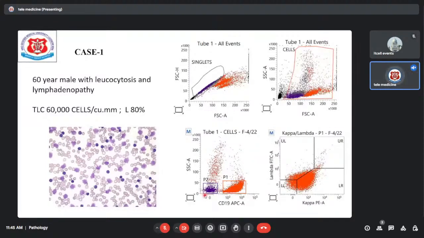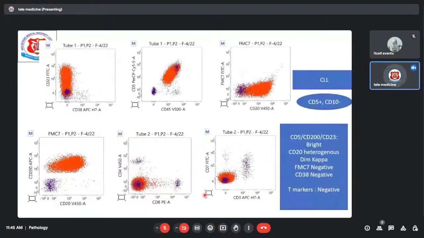ठीक है, तो 90 negative region में जो lymphocytes आए आपके, those are the T lymphocytes. So look at the subsequent plots. On this, 23 abnormal population is coming here. So 23 is heterogeneous, 38 is negative. Look at 5 and 45. Both are bright positive. Okay. These are your T lymphocytes which are 5 positive.